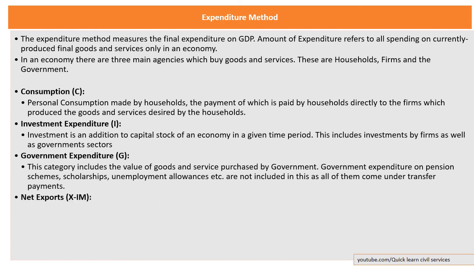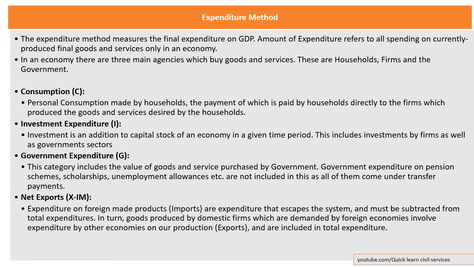Net exports. Expenditure on foreign-made products, imports, are expenditure that escapes the system, and must be subtracted from total expenditures. In turn, goods produced by us which are demanded by foreign economies involve expenditure by other economies on our production, exports, and are included in total expenditure. GDP is equal to C plus I plus G plus X minus IM, where C is consumption.